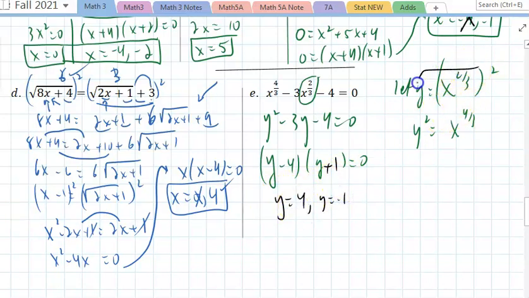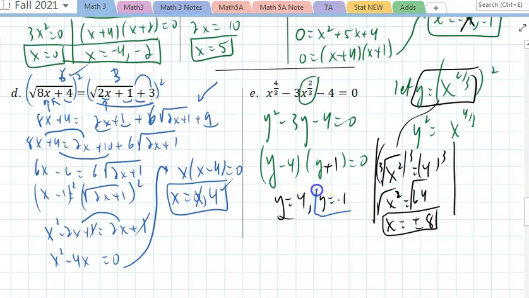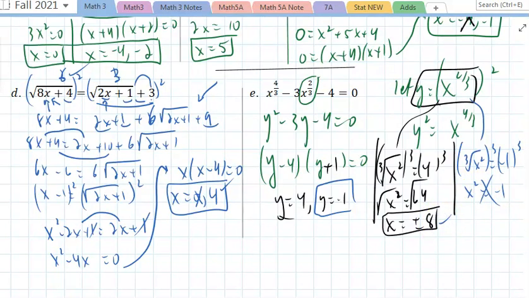Y equal 4, remember that's what y equals. So y equal 4 indicates that x to the 2/3, that's really what that is, equal a 4. You cube both sides, and you square both sides. And if I take y equal a negative 1, that means cube root of x squared equal a negative 1. You cube both sides, and x squared can never be a negative 1. And that would be my final answer.